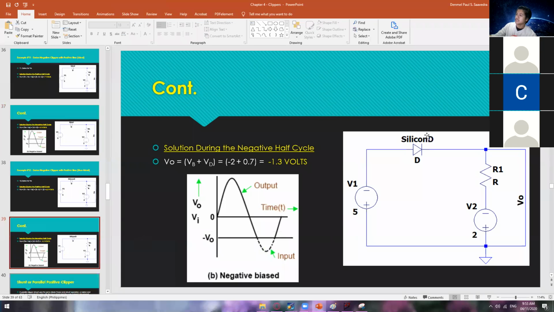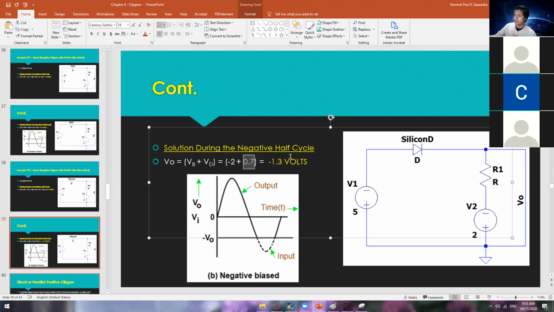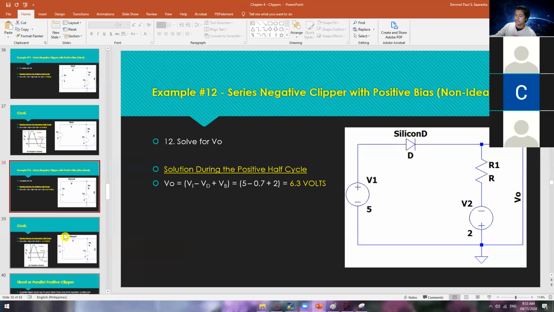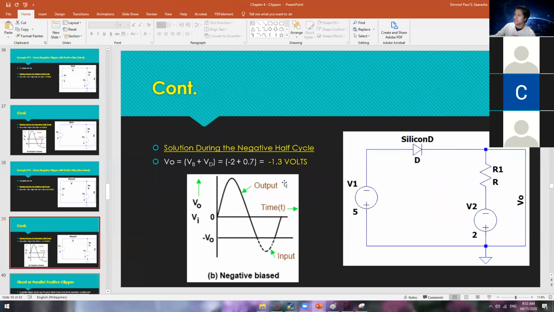But for this one, since it is now a silicon diode, you have to deduct the voltage threshold of the diode, which is 0.7. So -2 plus 0.7 is -1.3 volts. So for the positive, we have 6.3 volts, and then for the negative, we have -1.3 volts.